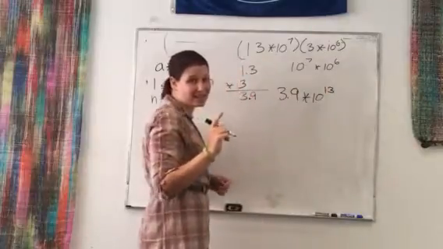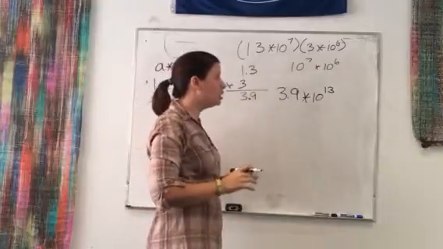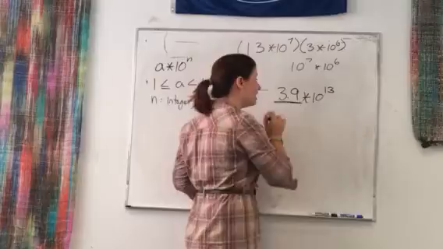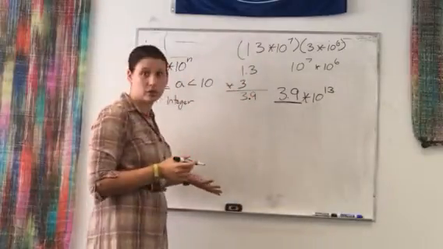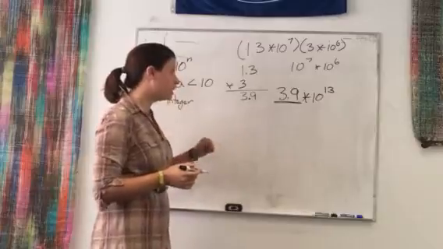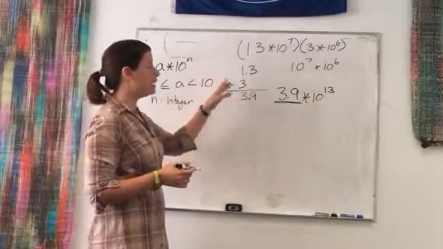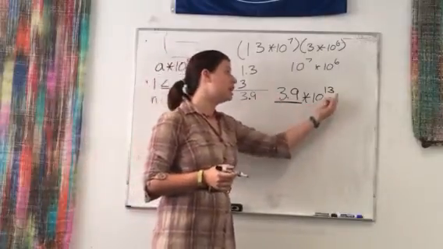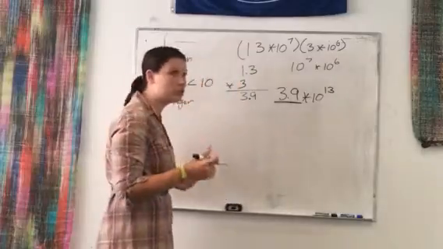Now there's one last thing we need to check for. When we do multiplication or division of scientific numbers, we must make sure that our number is in scientific form now that we're finished doing the multiplication. 3.9 is in between 1 and 10, okay? If it weren't, we would just need to think about moving it again and how that would change the exponent on the 10. We will do one of those.